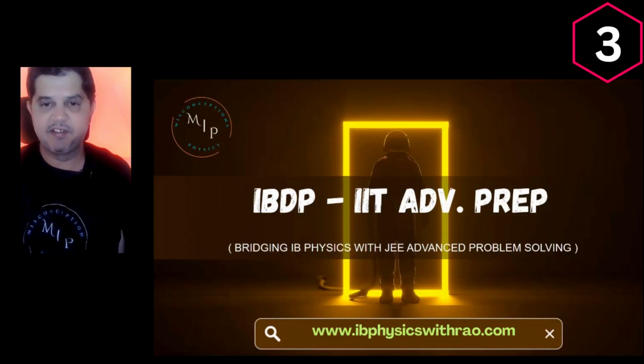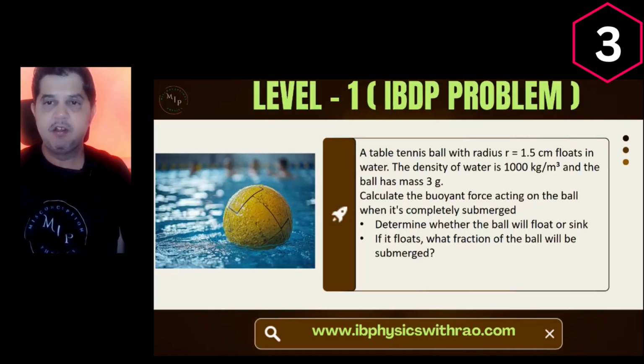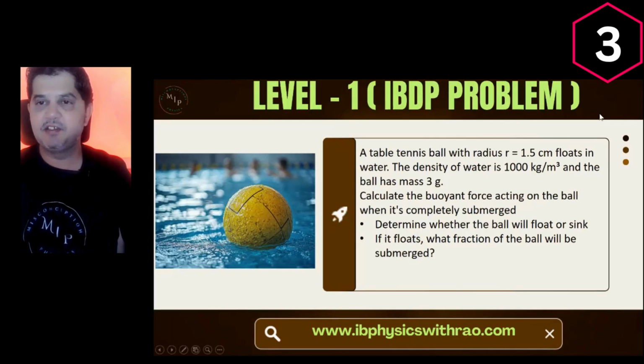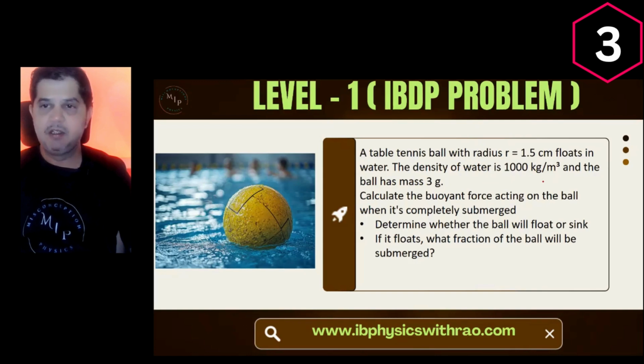Now let us start with this. The question reads: a tennis ball with radius r equal to 1.5 centimeter floats in water. The density of water is 1000 kg per meter cube, and the ball has a mass of 3 grams. Calculate the buoyant force acting on the ball when it is completely submerged. So what is your answer?